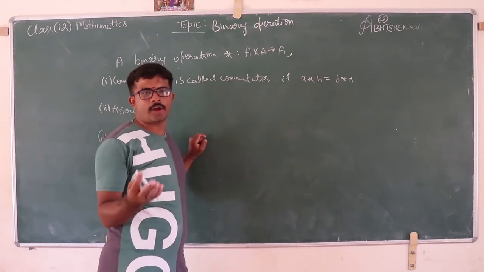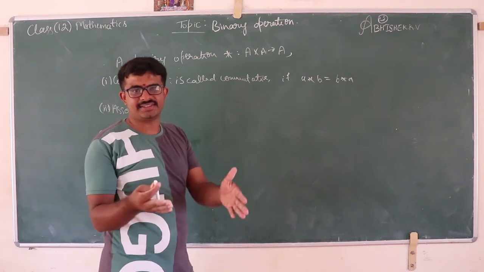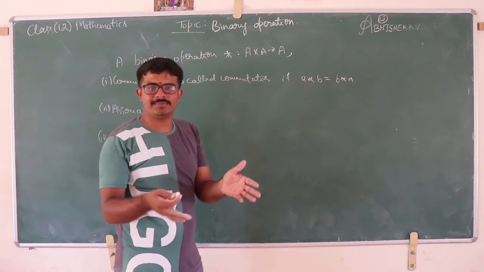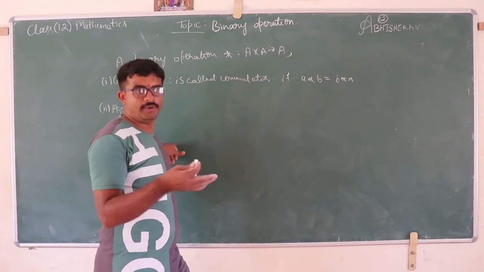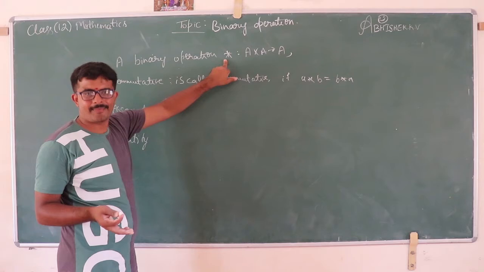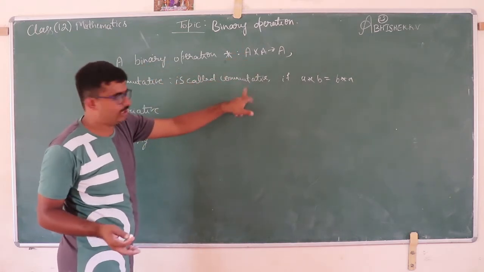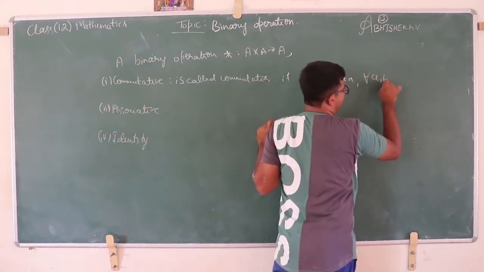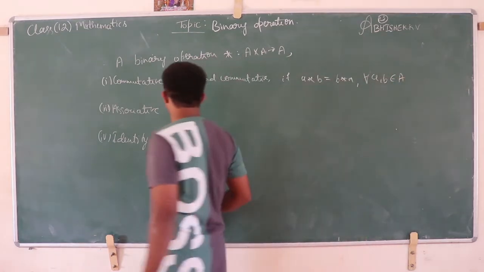You all learned the commutative property for union in your class 10, right? In sets, A union B is equal to B union A, then commutative holds for union. A intersection B is equal to B intersection A, then intersection also holds the commutative property. Therefore, here instead of union and intersection, we have the binary operation star. A binary operation star from A cross A to A is called commutative if a star b is equal to b star a, for all the elements a comma b belonging to what? The given set A.